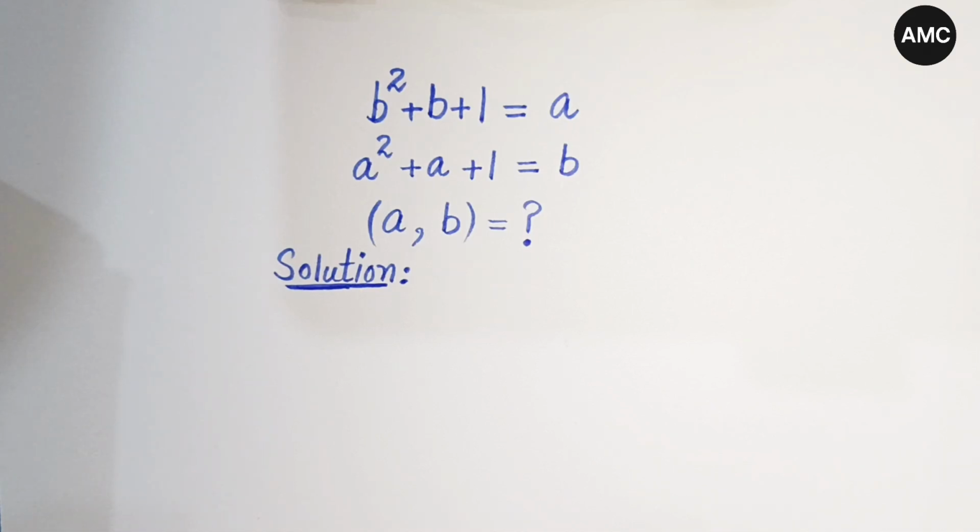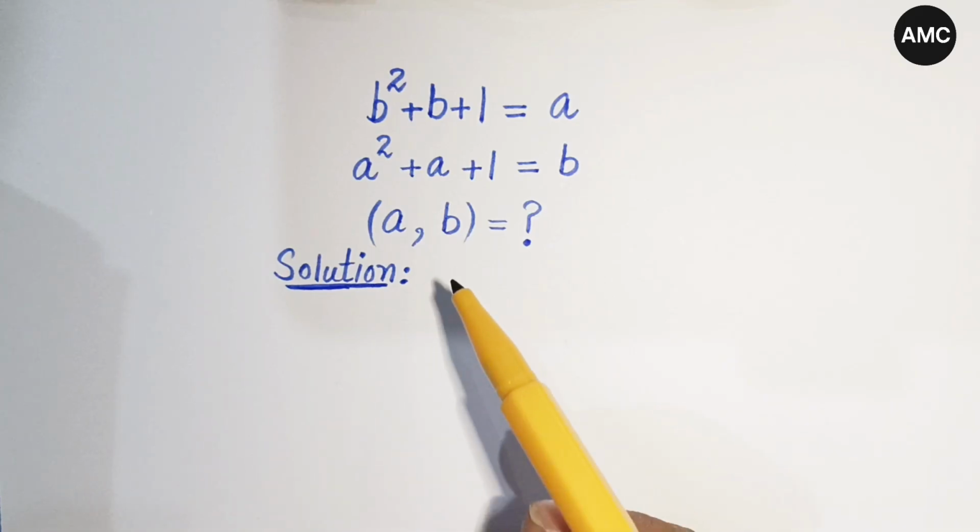Today we have a nice system of equations. We have to solve for the values of a and b. First of all, we have b squared plus b plus 1 is equal to a. Similarly, our second equation is a squared plus a plus 1 is equal to b. Now let's start our solution.